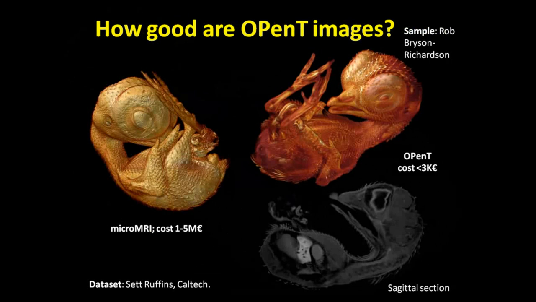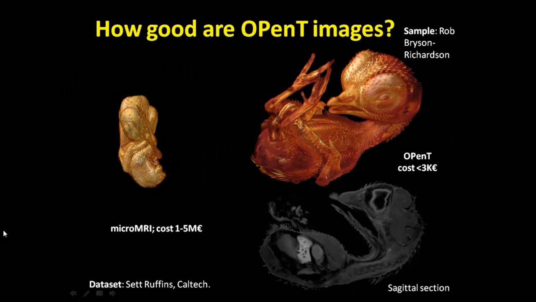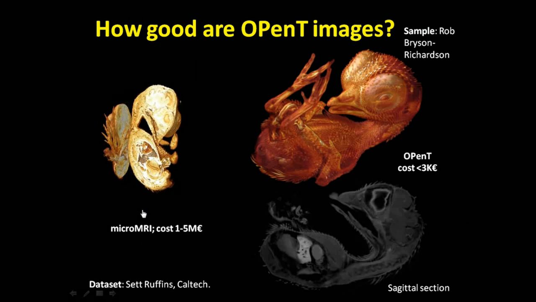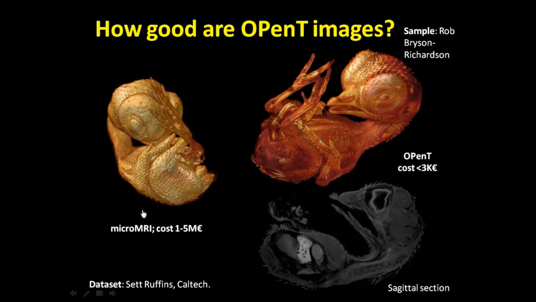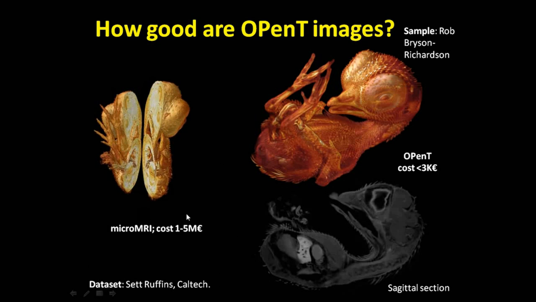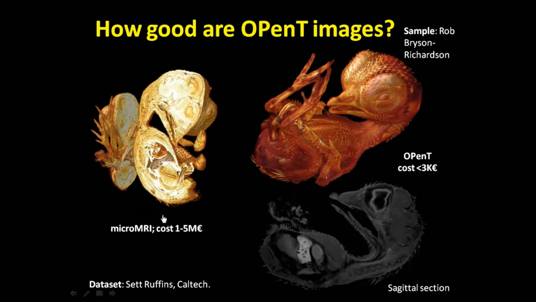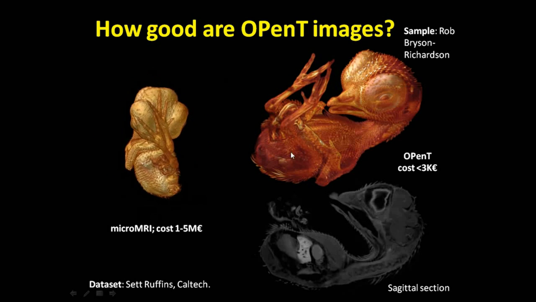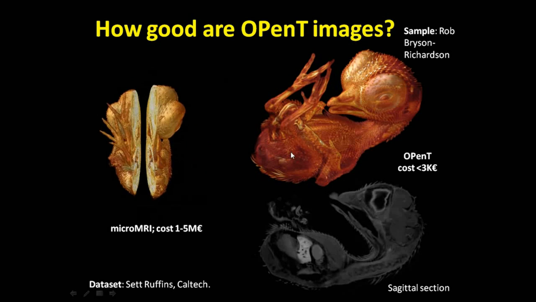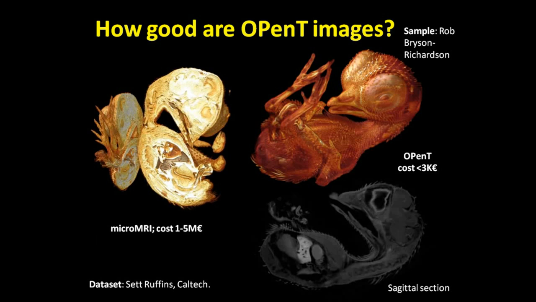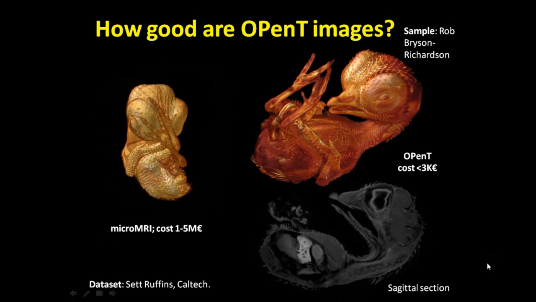Another example is this. This is a data set from Seth Ruffins from Caltech, which they acquired using micro-MRI, and they had a project to build a database of several stages of quail development. So this is the kind of quality you get from a micro-MRI setup that costs millions of euros. However, using an optical projection tomography setup like the one that I'm talking about, you can get fairly similar images with detail that practically rivals what you get with a micro-MRI, and this has cost me less than 3,000 euros to build.